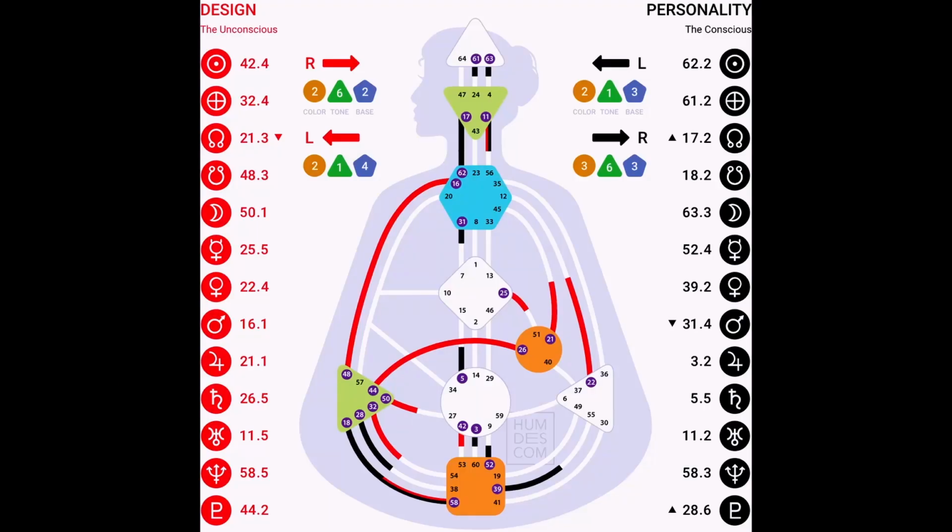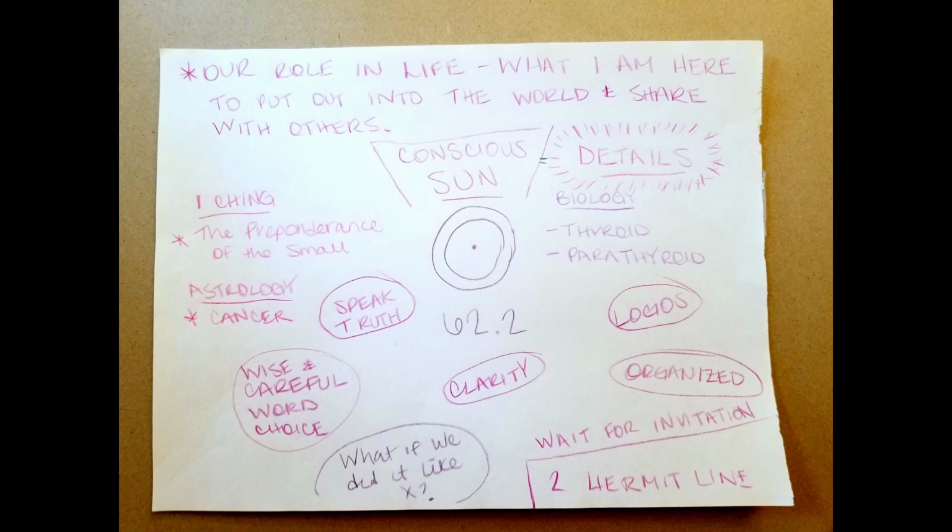So next, we're going to get into each individual gate. And like I said, starting on the conscious side, top to bottom, all the way through the unconscious side from your sun to your Pluto. Okay, so on mine, we're looking at the conscious sun, and I have that in gate 62.2, which means it is gate 62 with the hermit line, because .2 represents the 2 line, and the 2 is known as the hermit.